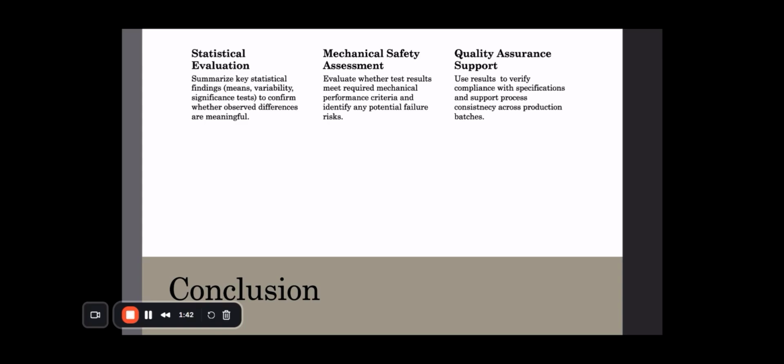In conclusion, the statistical evaluation helps confirm whether the aluminum parts meet mechanical performance requirements and whether differences in strength are statistically significant or simply due to normal variation. The mechanical safety assessment ensures that the tested components satisfy operational loads and do not pose a failure risk. Lastly, the analysis supports quality assurance by verifying compliance with specifications and ensuring consistency across production batches.